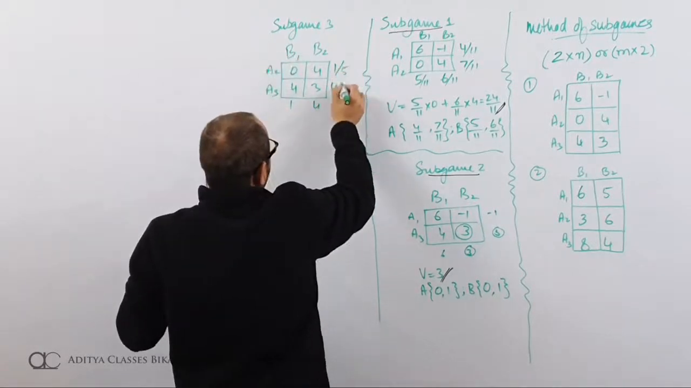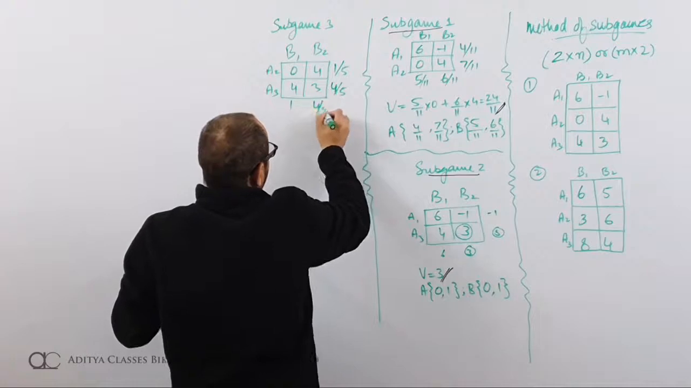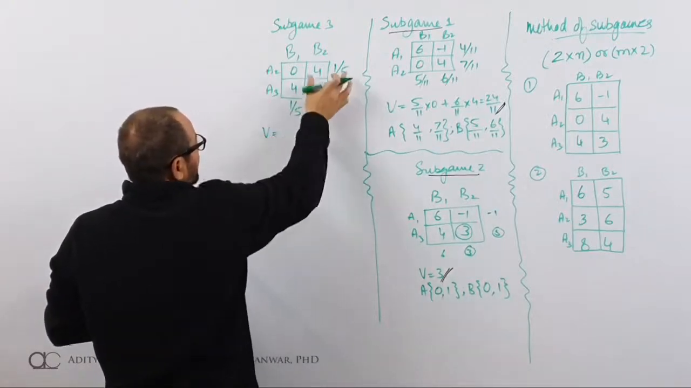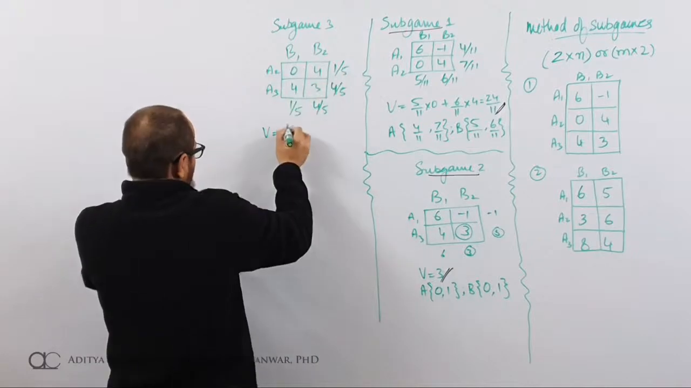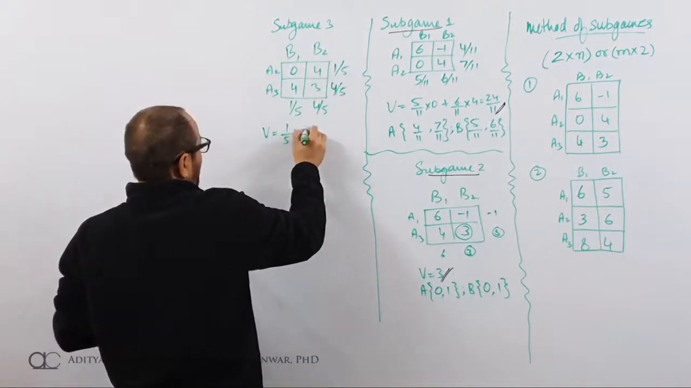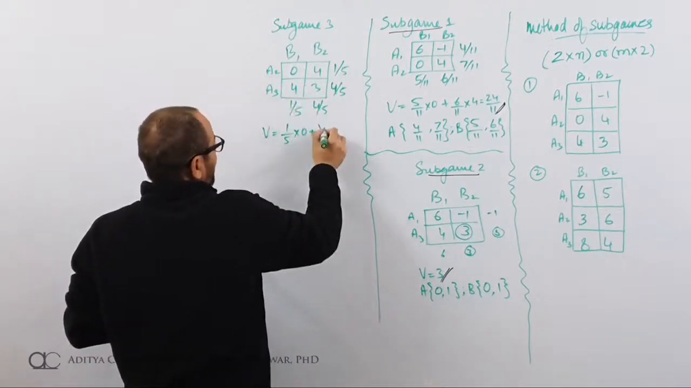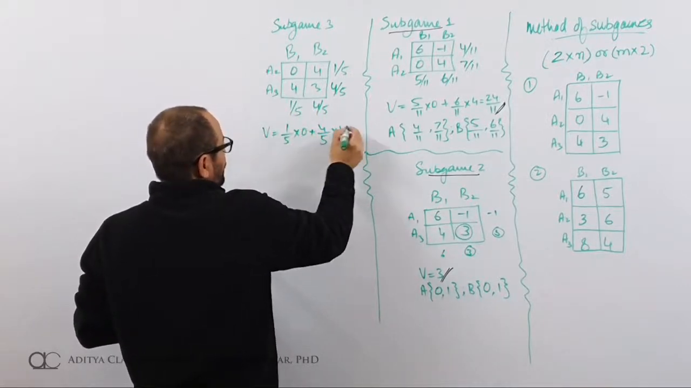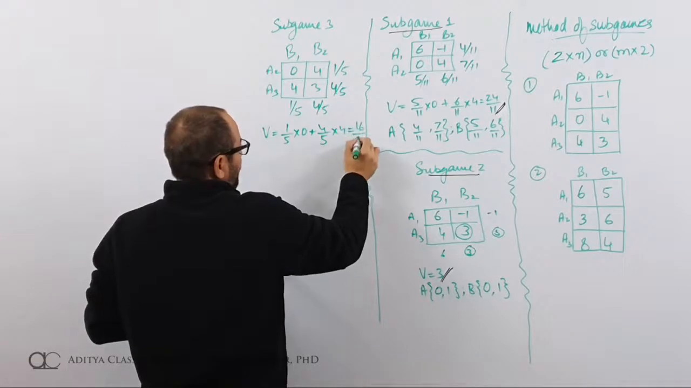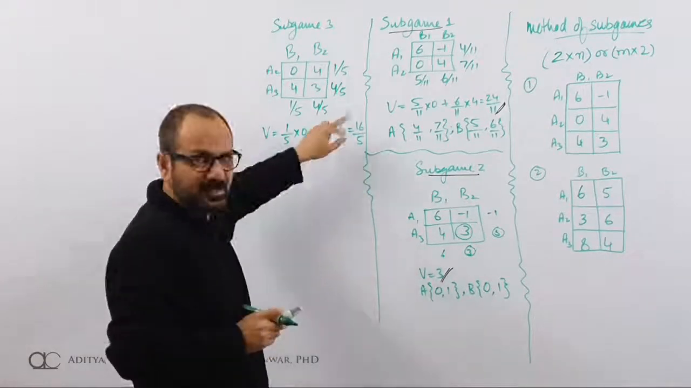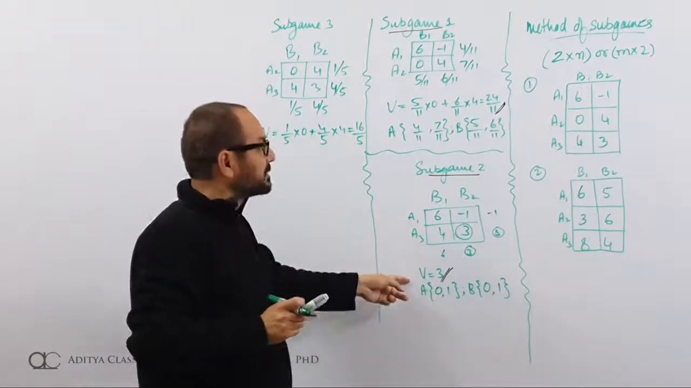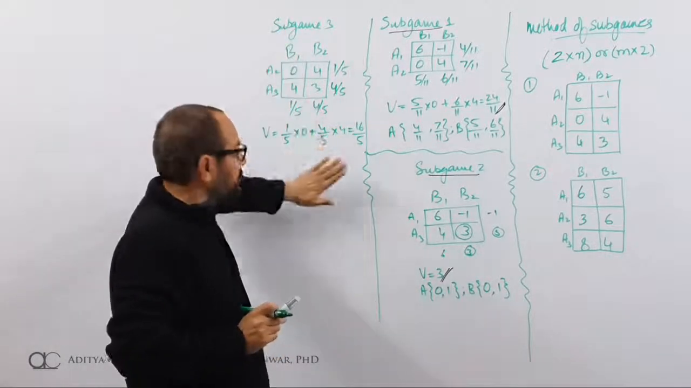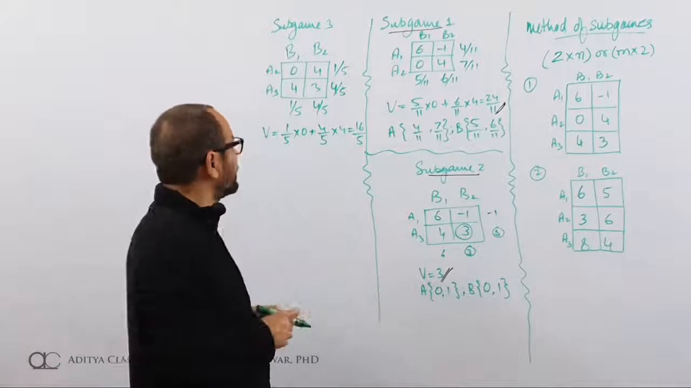So my strategies become 1 by 5, 4 by 5. Value of the game would be, let us pick this combination, 1 by 5 multiplied by 0 plus 4 by 5 multiplied by 4. So this becomes 0, giving me 16 by 5. So 16 by 5 is 3.2. So it is still better than this. This was 2 point something, this was 3, and this is 3 point something. So this is definitely better as compared to even subgame 2.